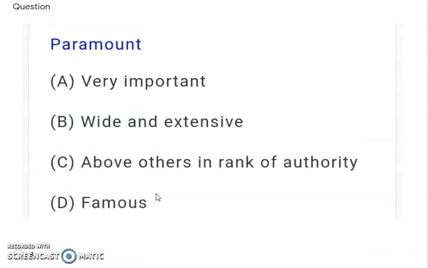Next is paramount. Paramount, the meaning given in the dictionary, is a person who is superior to others. We have to see which option is closest to the definition. Very important? It can be, but we'll see what is closer to the real definition. Wide and extensive, definitely no. Above others in rank of authority. Yes, this is our answer. Superior to others, above others in rank of authority. C is our answer. Famous, no, not famous. Paramount is above others in the rank of authority.